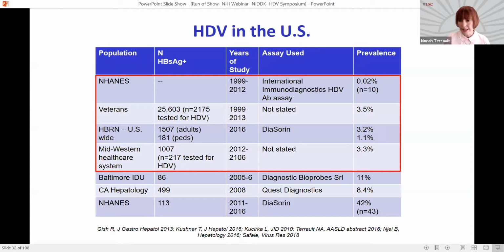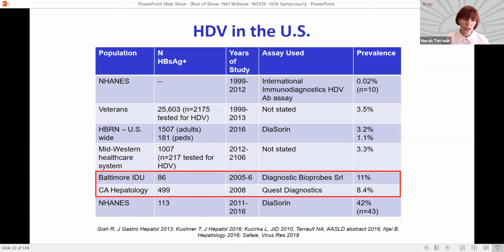You can see the prevalence estimates on the right vary from less than 1% up to 3.5%, but most of them are around 3%. You'll see also that the assays here are varying, sometimes not even stated in the publications as to how they're measuring the anti-HDV.